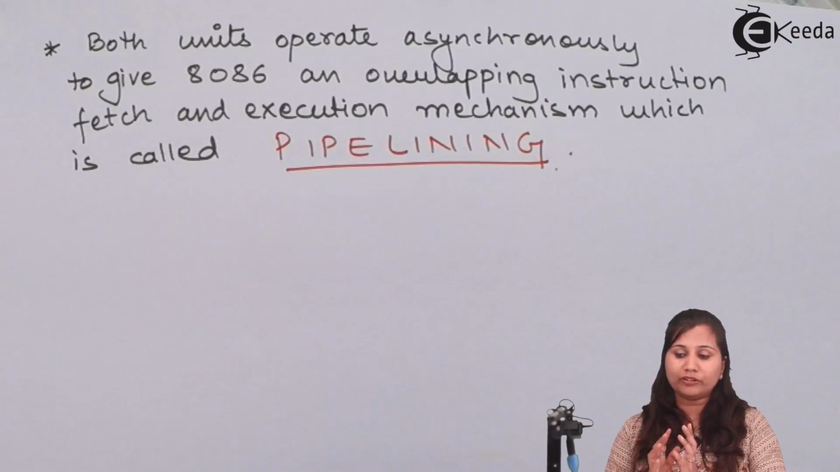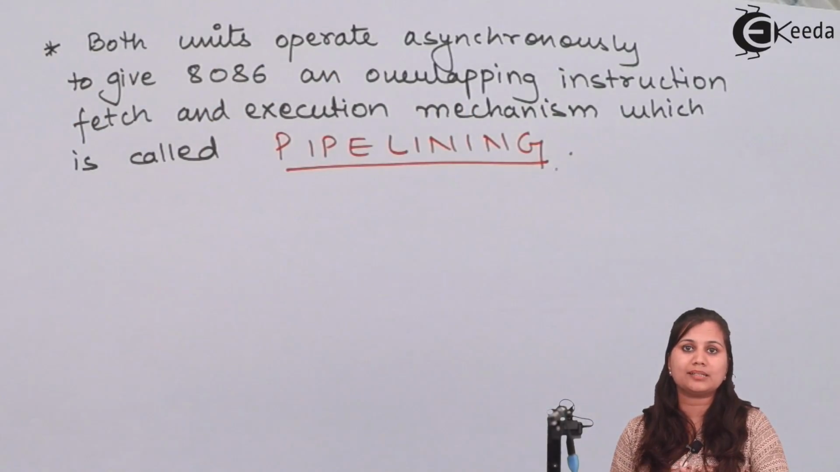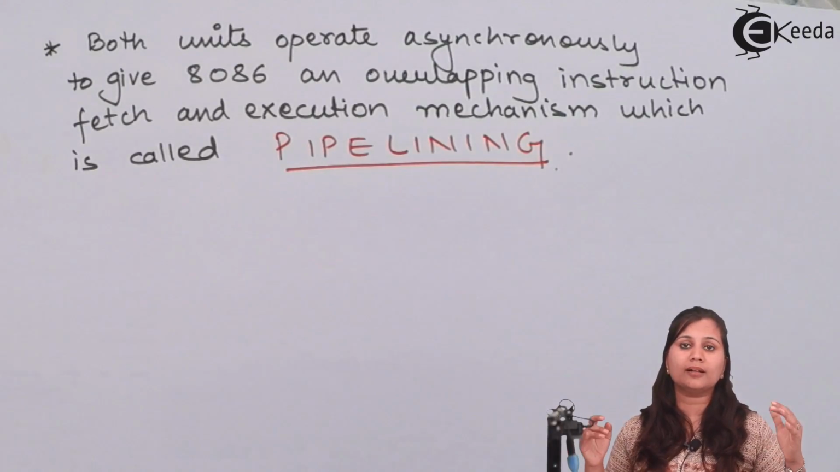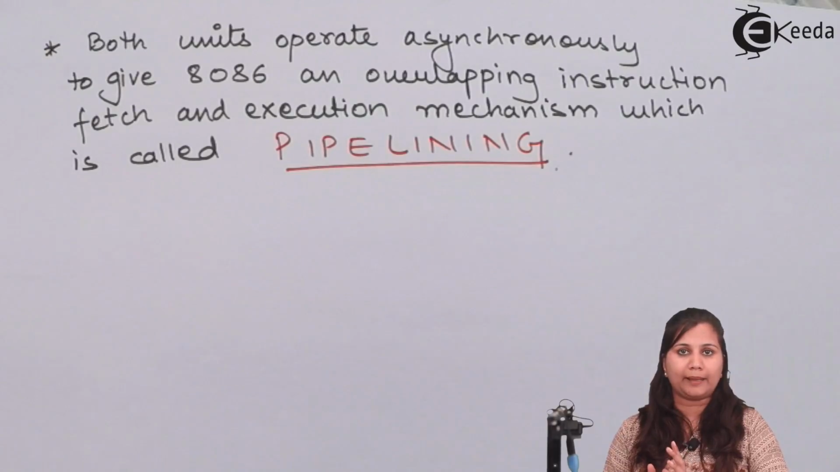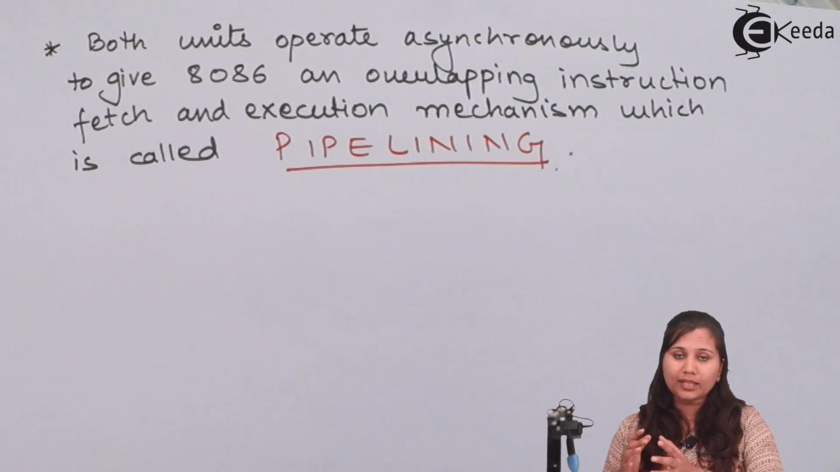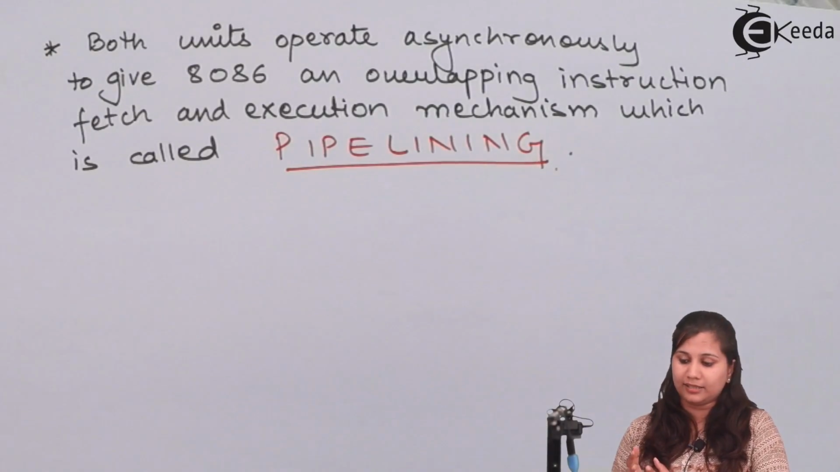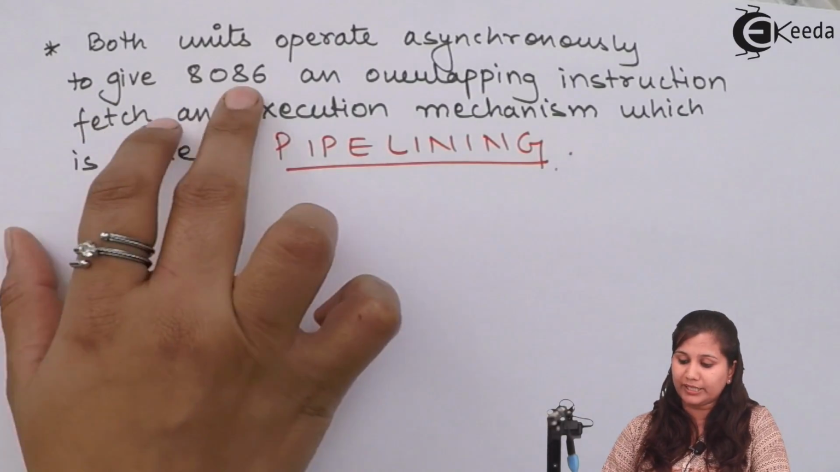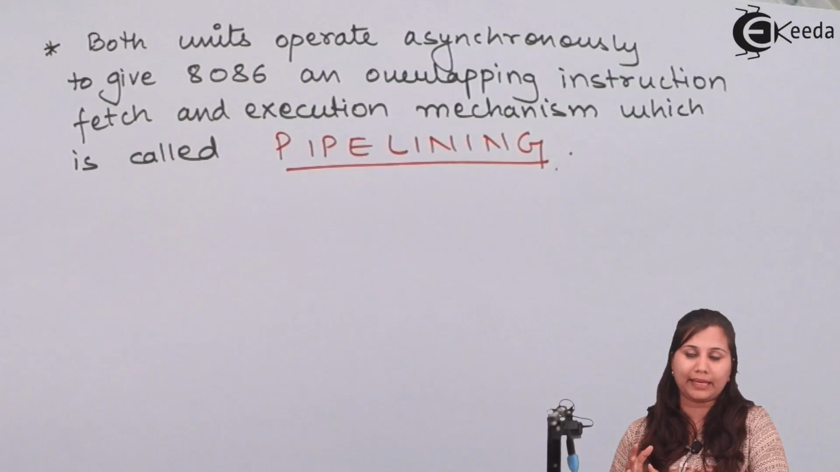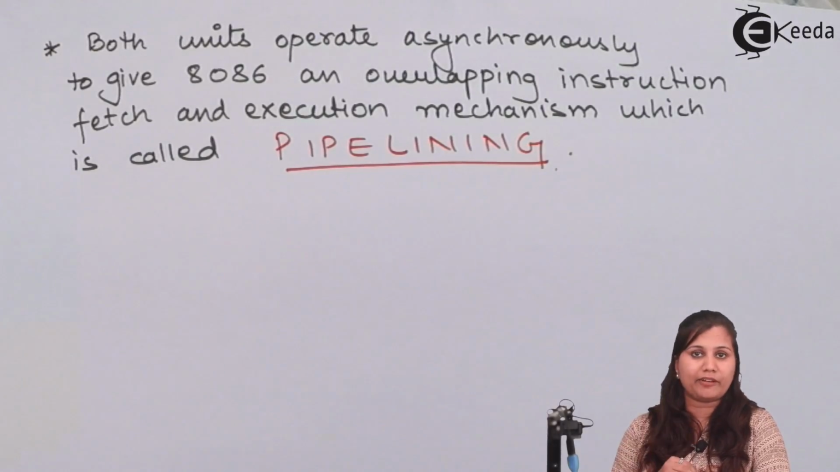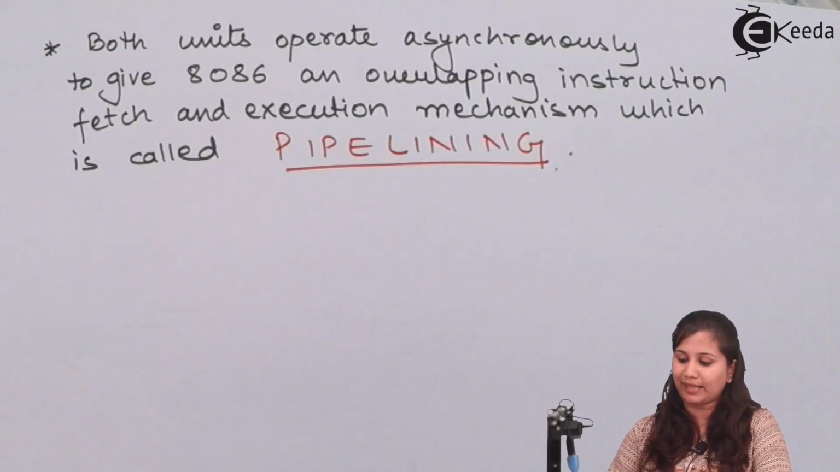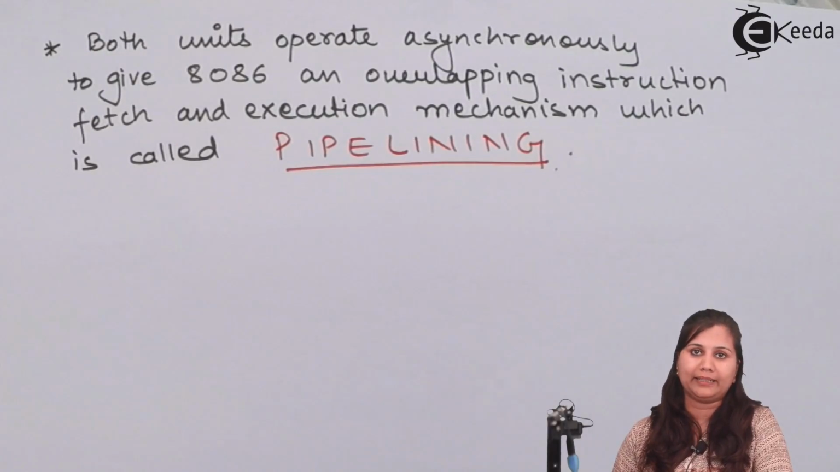So if these units are operating asynchronously, it means that the fetching and the execution of instructions is done at the same time. This asynchronous work of both the units gives the 8086 an overlapping mechanism, meaning fetching and execution of the instruction is done at the same time, and that is known as pipelining.